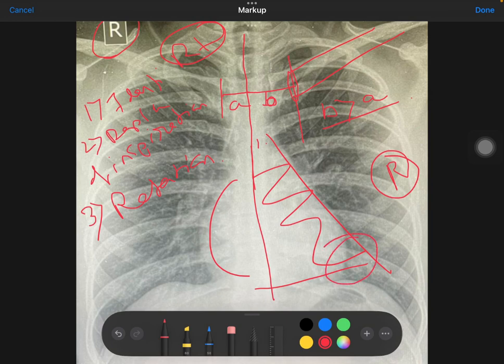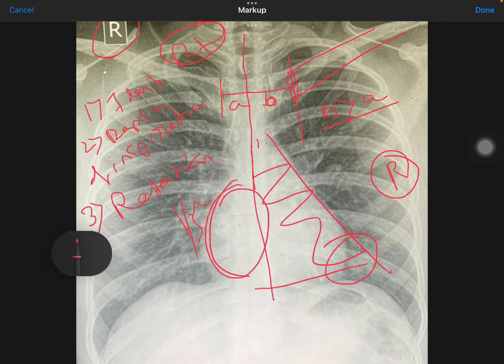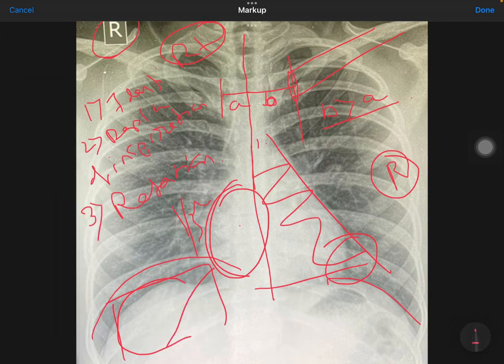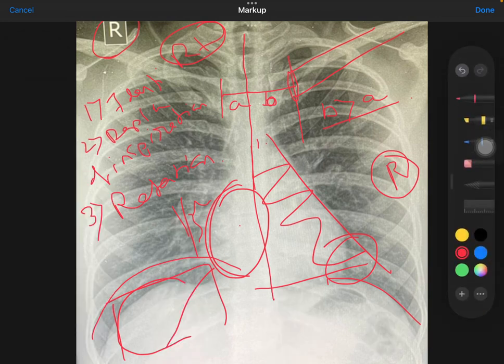The apex of the heart will be on the left side. The more volume of the heart shadow will be on the left side. Only one third part of the heart shadow will be on the right side. And another thing that you can see is that usually the right dome of diaphragm is higher than the left dome of diaphragm, because there is liver present on the right side. So this is how you understand whether it is right or left.